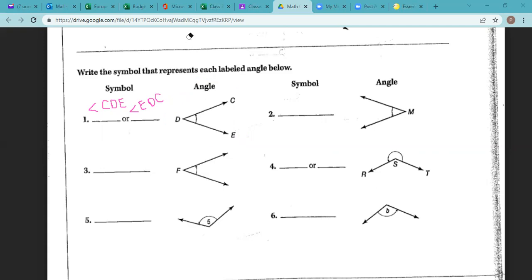Now, number 3 should be pretty easy. You see an angle, and it only has 1 letter. So we start off by putting the symbol for angle, and it's going to be called angle F. And that's it. Now let's do number 5. Again, we write our symbol for the word angle, and this one is a number 5. So we're just going to put angle 5. And that's all there is to it. Go ahead and do 2, 4, and 6 on your own for homework, and we'll go on down to the next page.